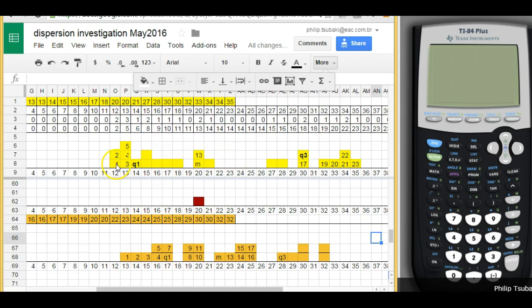Because range and IQR only depend on the minimum, maximum, or on Q1 and Q3. It does not depend on every single block. Well, that's not the case with sigma.